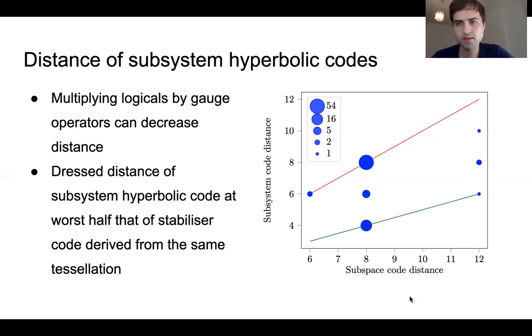So the x-axis shows the distance of a subspace code. And by subspace, I just mean a standard stabilizer code associated with a particular hyperbolic tessellation. And the y-axis shows the distance of the subsystem code from the same tessellation. And so each dot here that I've plotted on this graph is one of the hyperbolic tessellations that we constructed, so there are 54 tessellations corresponding to this large circle here. And as you can see, the codes we construct fall within these two bounds of half the distance and the same distance. And so we can just pick the codes that are near the upper bound. So, for example, this one here is a particularly good code.